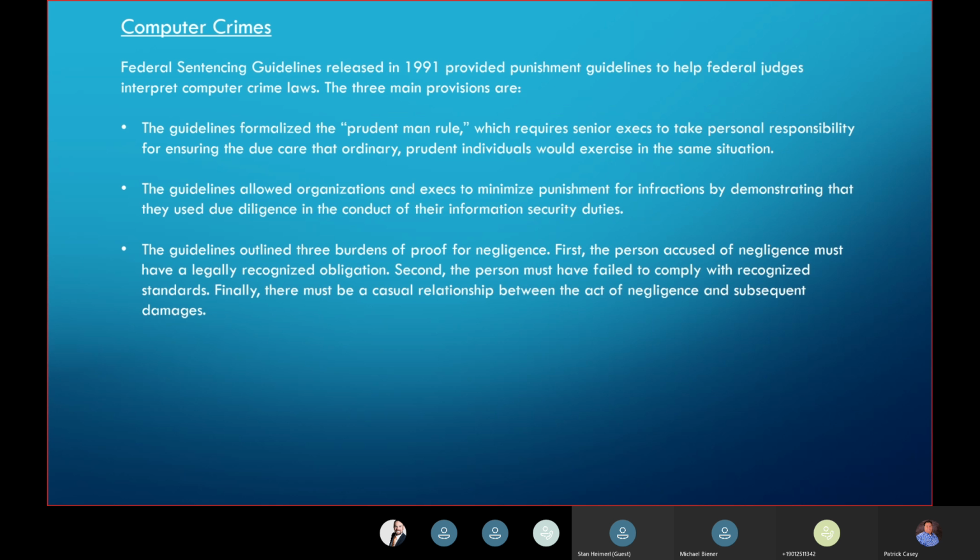The guidelines outline 3 burdens of proof for negligence. First, the person accused of negligence must have a legally recognized obligation. Second, the person must have failed to comply with recognized standards. Finally, there must be a causal relationship between the act of negligence and subsequent damages.